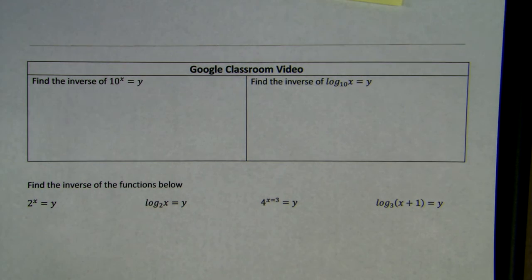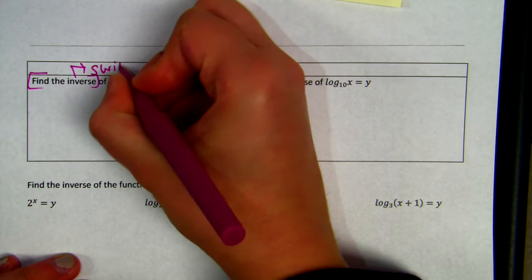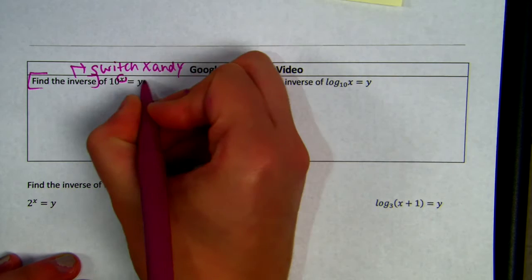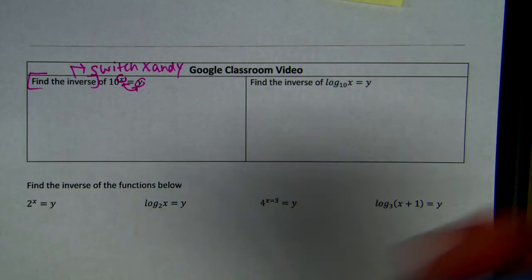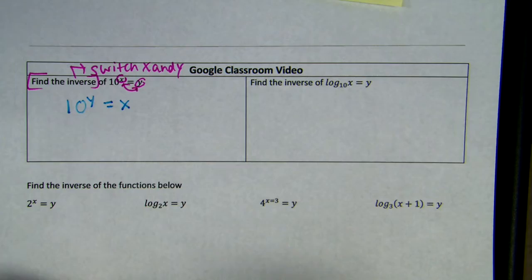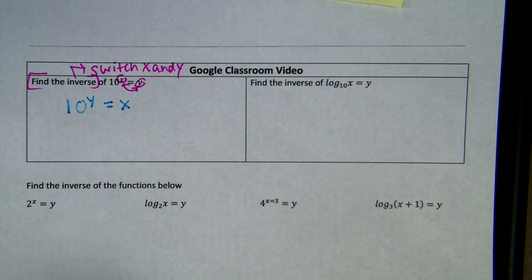So what's the first thing we should do when it says find the inverse? It's switch x and y. So we have this x and this y, and we're going to flip them. So rewriting that, we have 10 to the y equals x because I flipped those two. And now we are going to solve for y to get that y by itself.